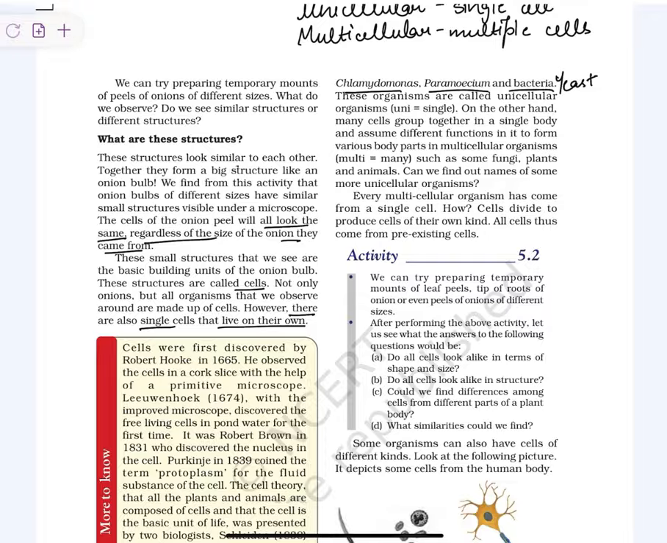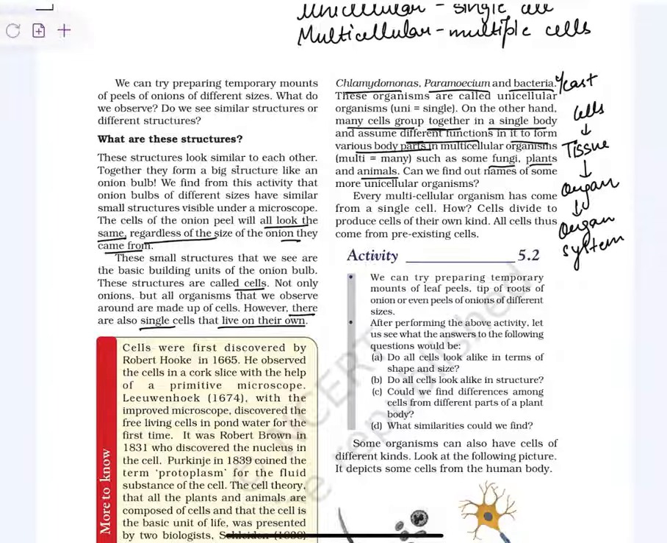In multicellular organisms, many cells group together in a single body and perform different functions in different body parts, and those are called multicellular organisms. The examples are fungi, plants, and animals. Generally, many cells all together form a tissue, tissues form an organ, all the organs form an organ system, which ultimately forms an organism, a multicellular organism.